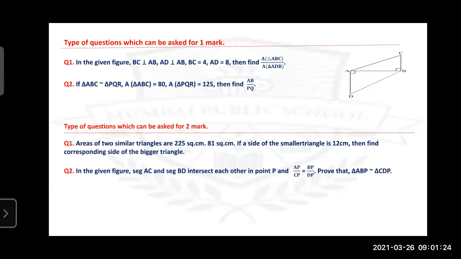Second question, say AC and BD bisect each other at point P and AP by CP is equal to BP by DP. So prove that. So you construct here and then show that, in this they bisect each other, that means AP is equal to CP, BP is equal to PD and angle APB is equal to angle DPC, vertical opposite angles. So these two triangles are similar by SAS test. Okay. So such type of question can be asked for 1 or 2 marks.